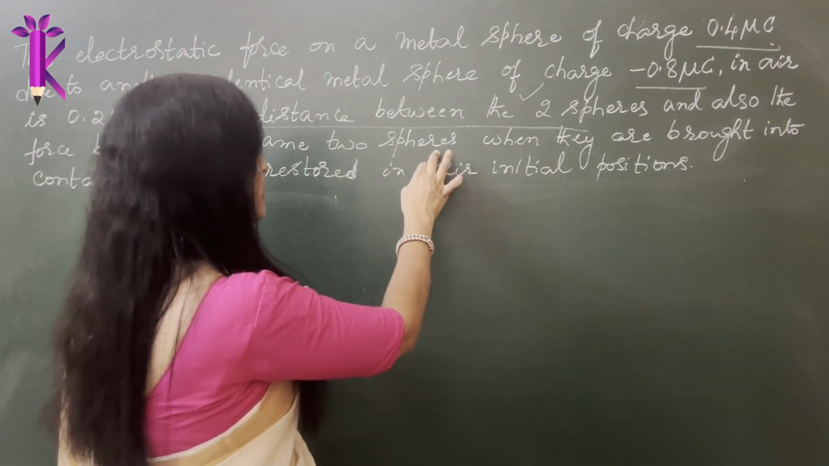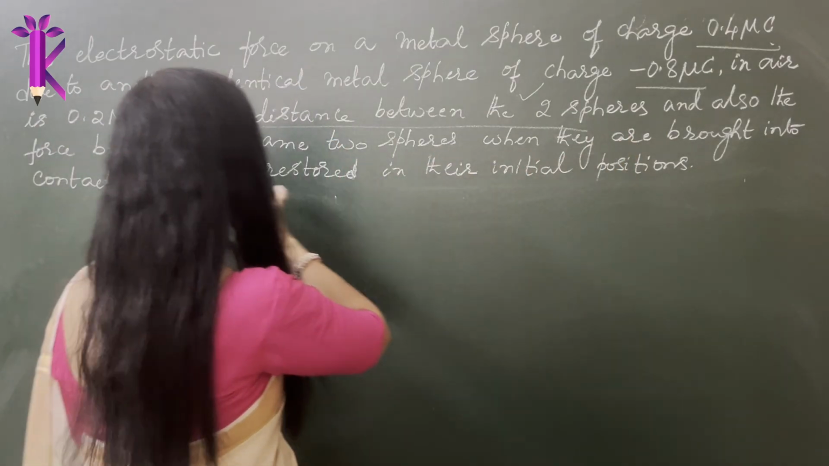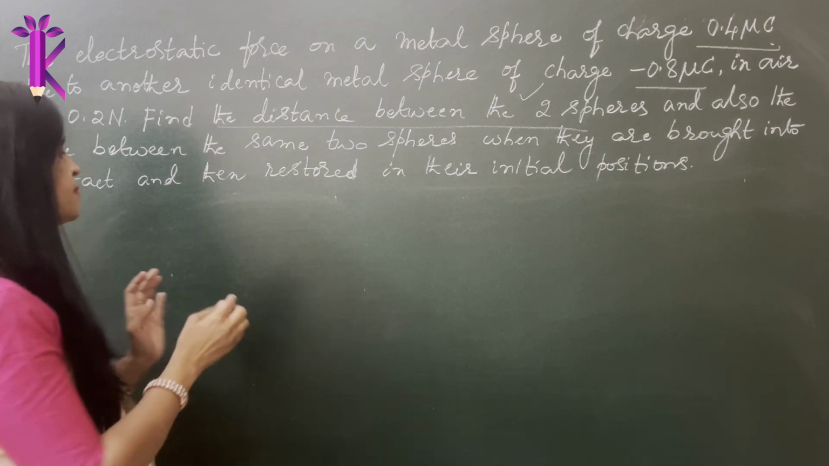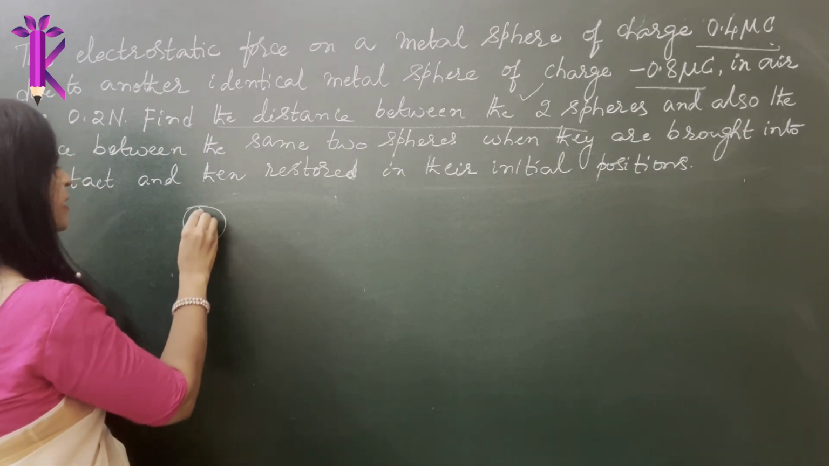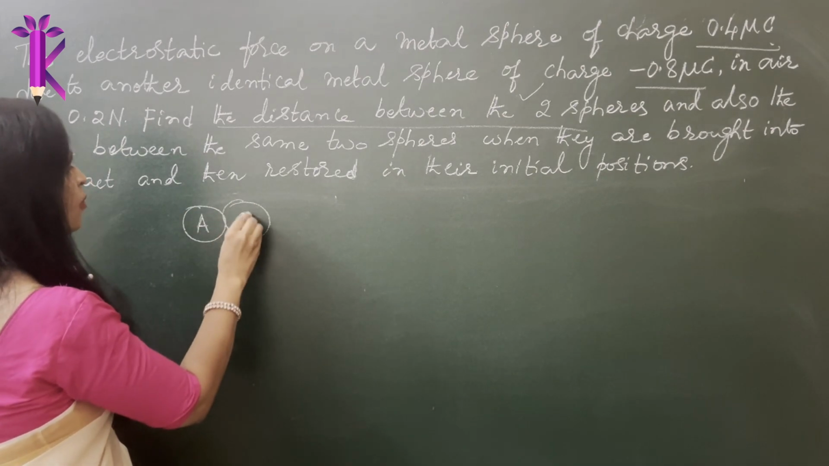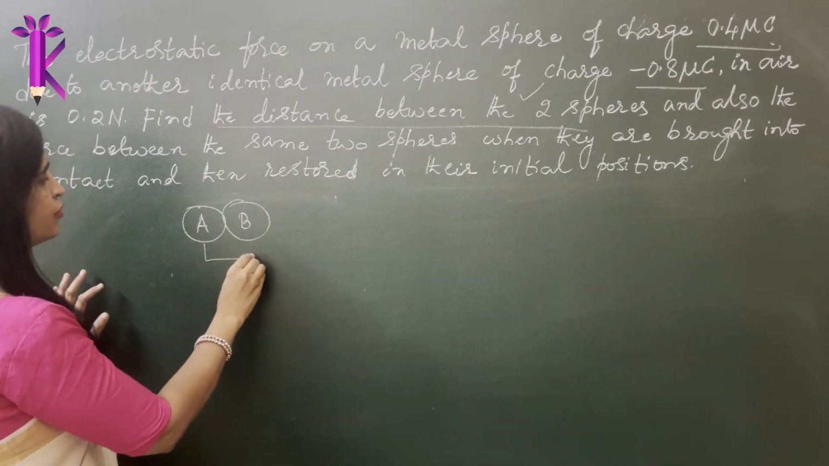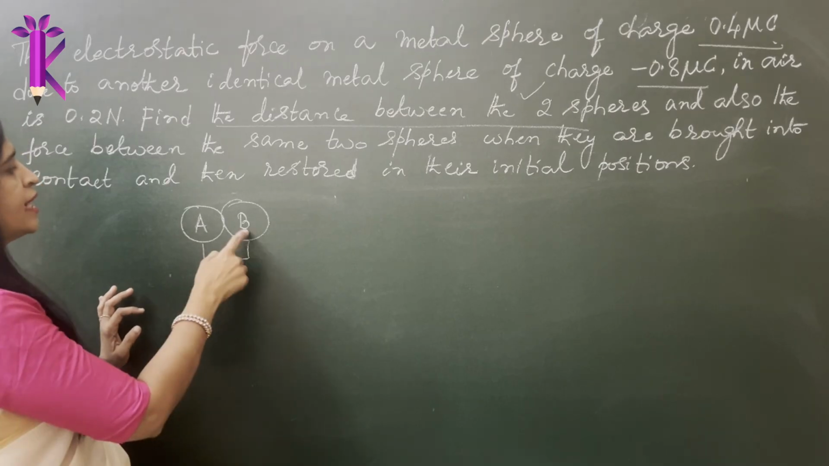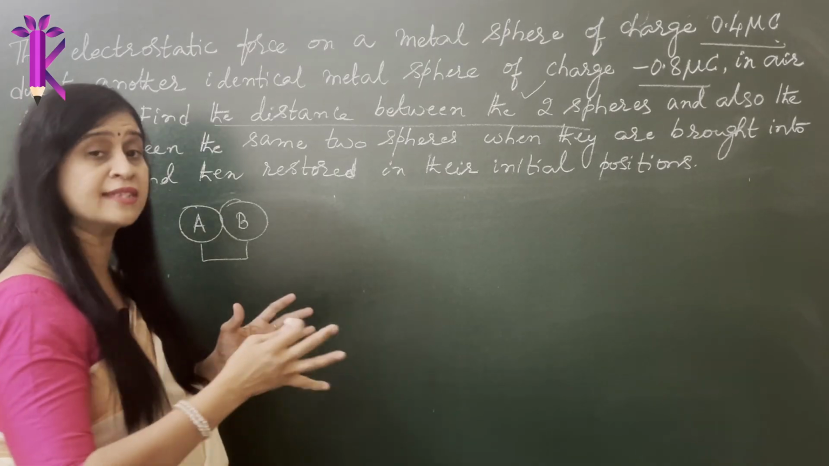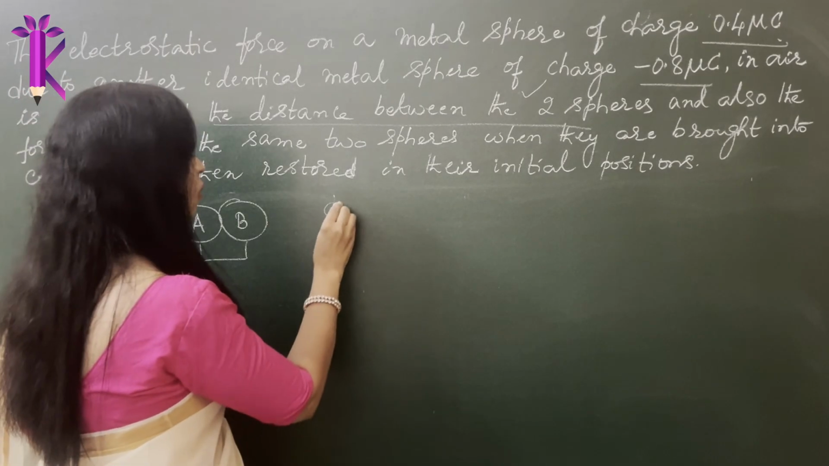Find the force between the same two spheres when they're brought into contact. So you're bringing the spheres into contact. So sphere A and sphere B are now brought into contact and then restored back to their original position. So this we have done conceptually. So what happens when you bring the two spheres together? The charges redistribute.